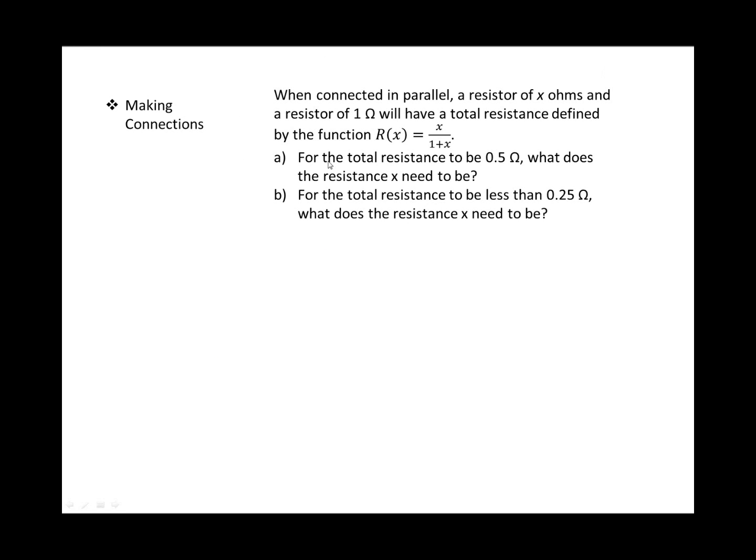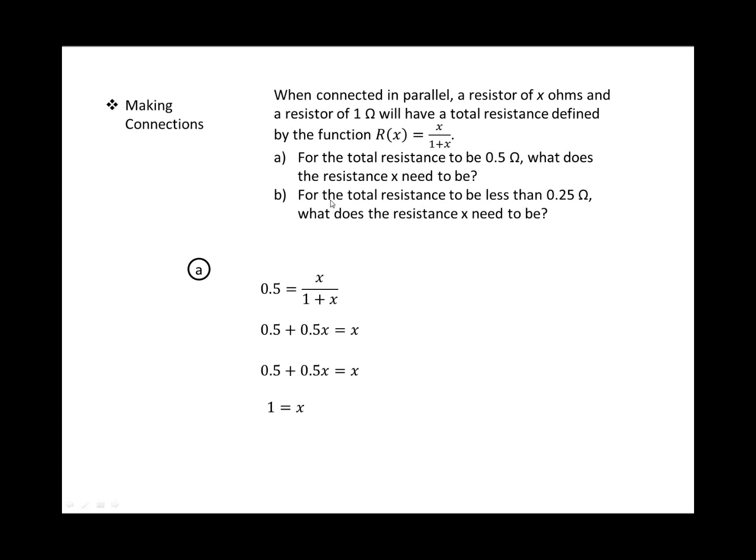Alright, the very last thing we have is making connections, and this is simply a real-world problem that uses rational inequalities. When connected in parallel, a resistor of x ohms and a resistor of 1 ohm will have a total resistance defined by the function r of x equals x over 1 plus x. Part A asks, for the total resistance to be 0.5 ohms, what does the resistance x need to be? We simply use rational equations, we multiply by the denominator, and we solve for x, and x equals 1.